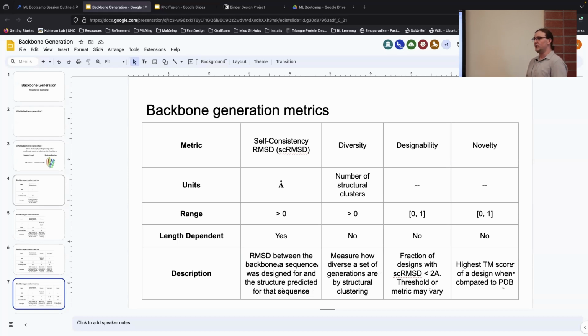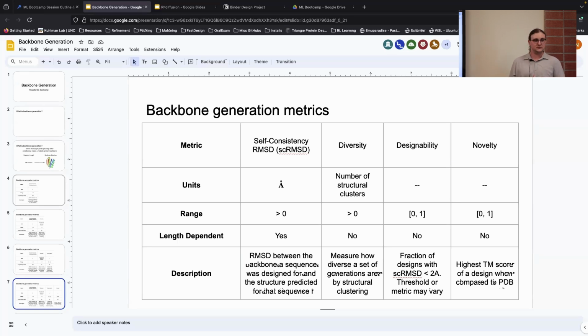But once again, we don't have great metrics for this. So if you have any ideas, we're always looking for better metrics, because this is still a really early stage of the field, especially with these diffusion models, and we don't really know what works the best yet. But these are what we're currently using.